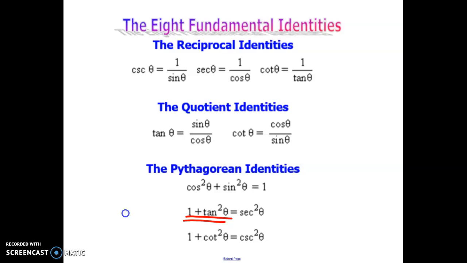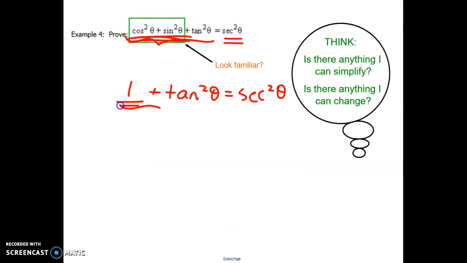What does 1 plus tan squared equal? Secant squared, right. So that means now I can trade 1 plus tan squared for secant squared. And now both sides of my proof are equal. So that's how I know I've come to my right answer. When one side equals the other side, the proof has been made.